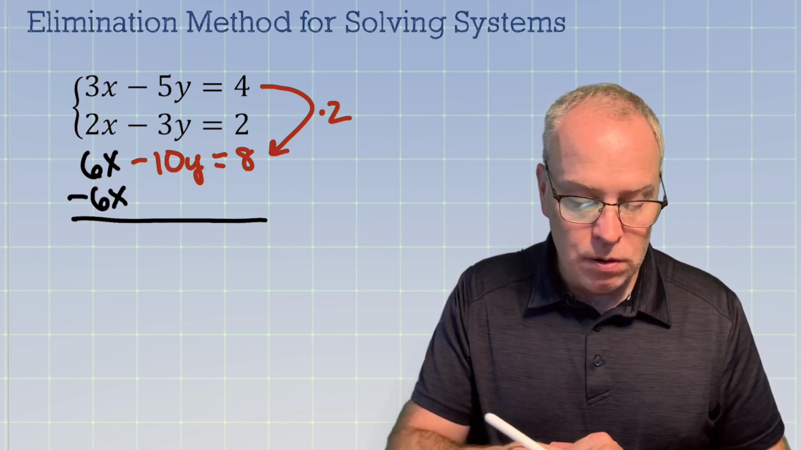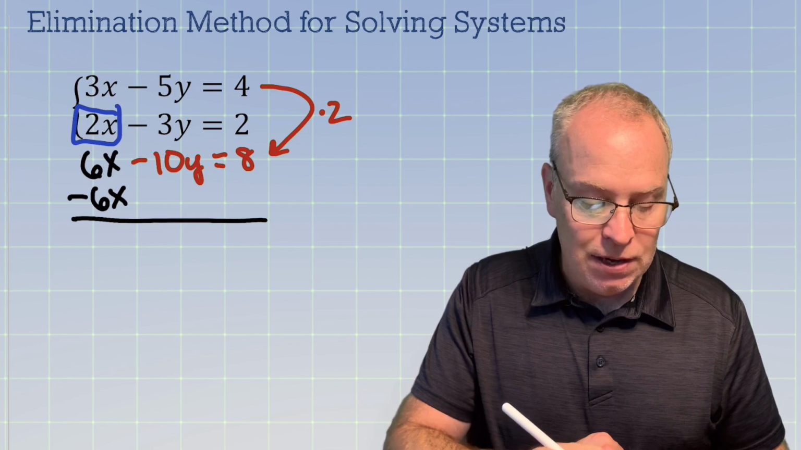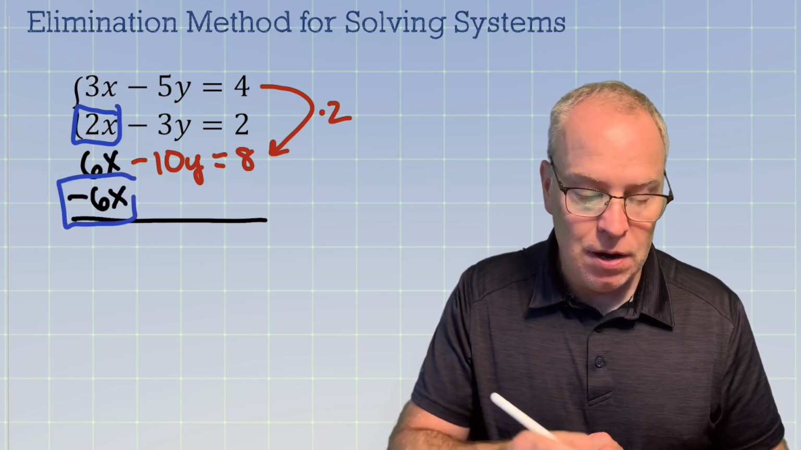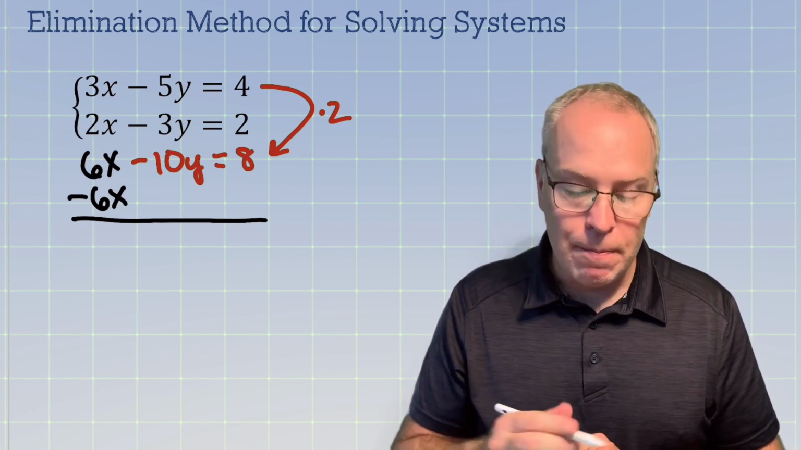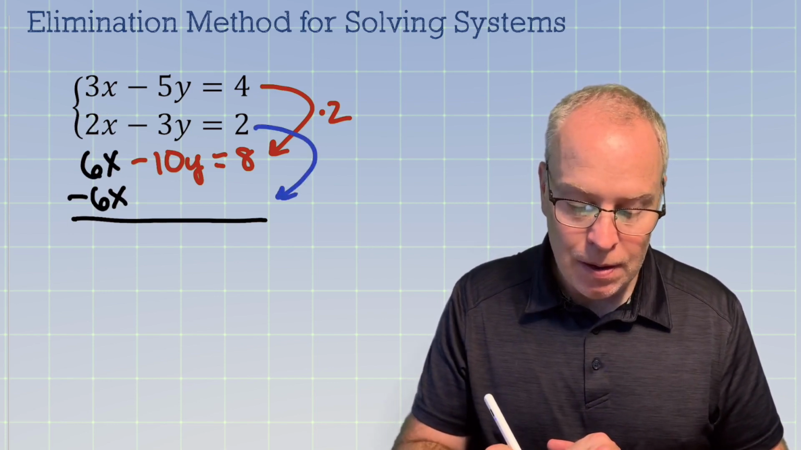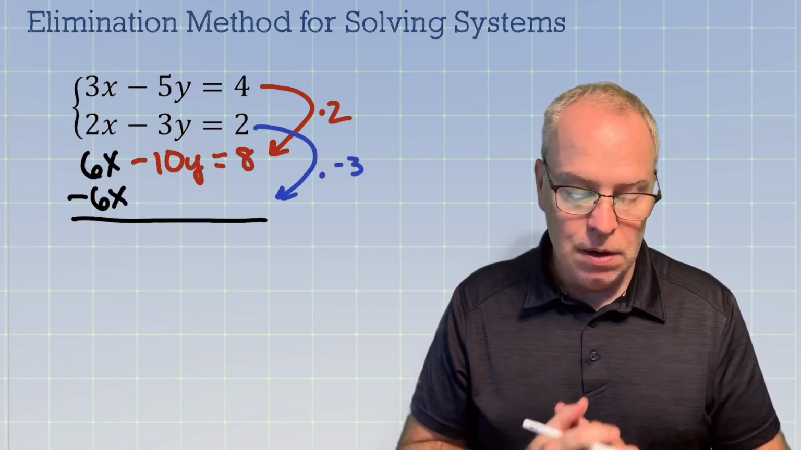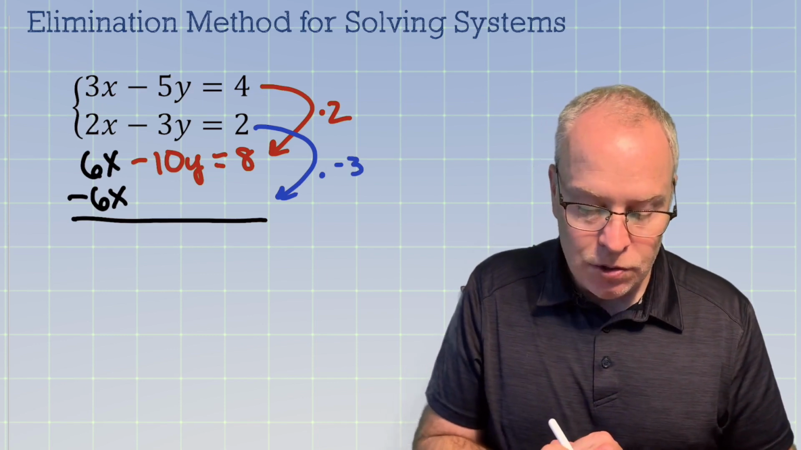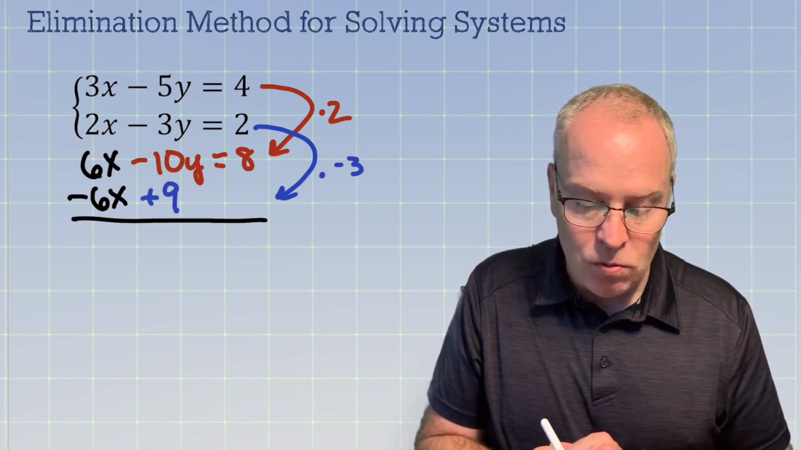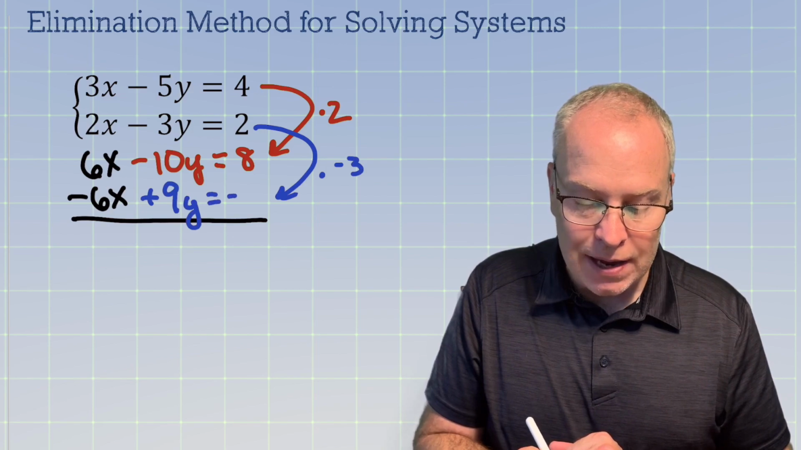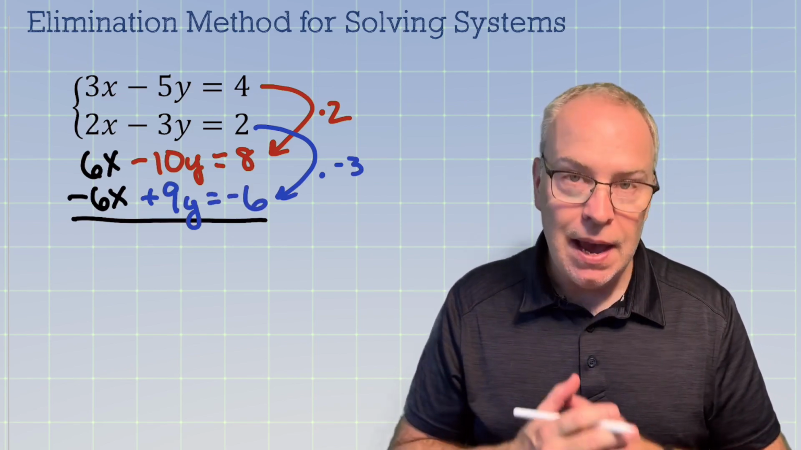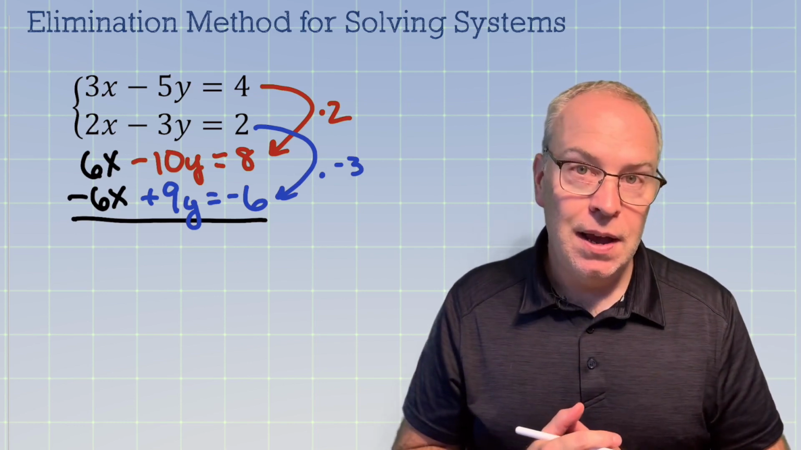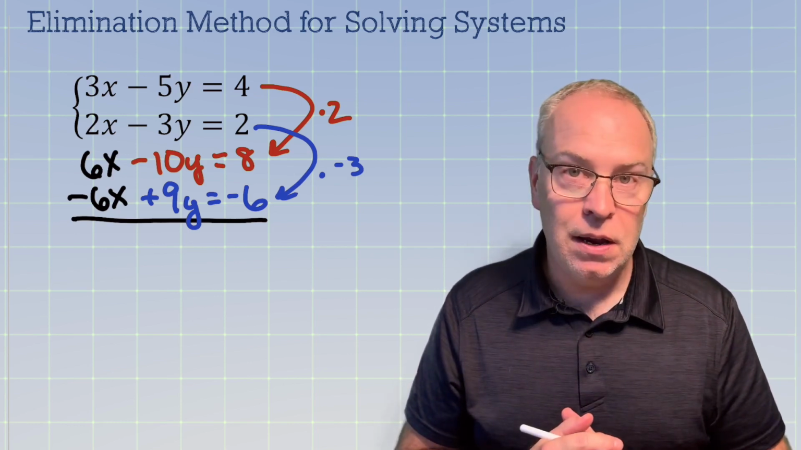Now, looking at the second half, I need to turn a 2x into a 6x. A 2x into a 6x. So what's it going to take? How about multiply by negative 3? Multiply by negative 3. So this is going to become positive 9y equals negative 6. So just keep your work nice and neat and organized, and then hopefully here in the end we're going to get a nice round answer.